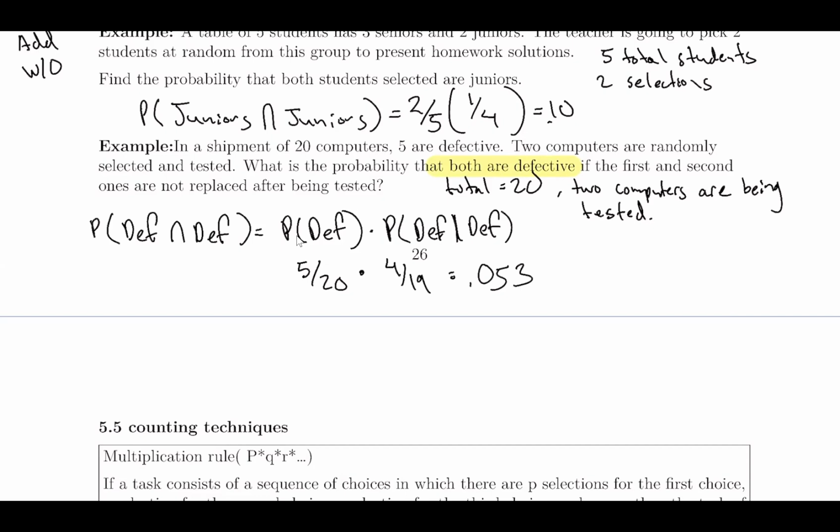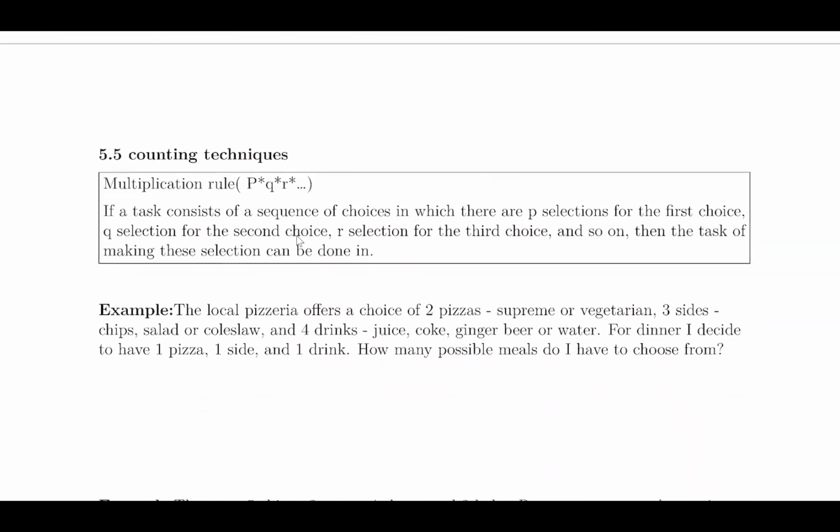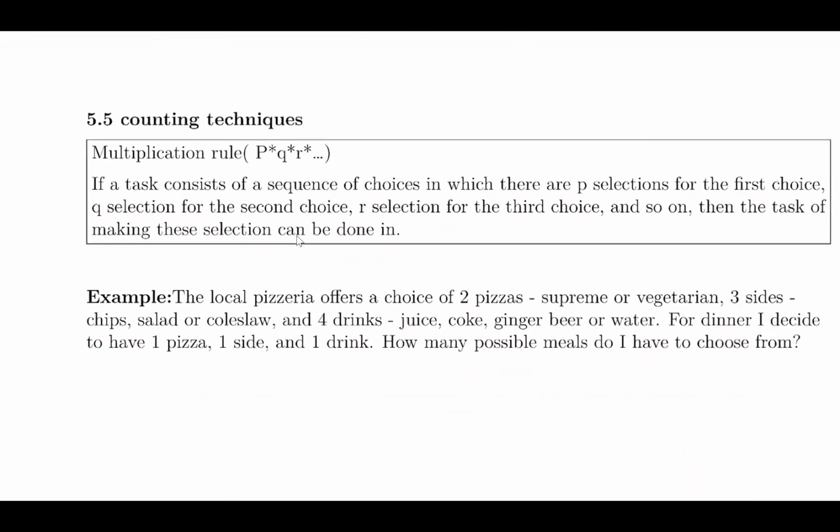So this is how you do it when you have a dependent data set but you want to use the multiplication rule. If you have a dependent data set, you just have to remember you have one less to choose from, and that's your second selection. Any question for this one before we move on? All right. So we're on to the last thing for 5.5.